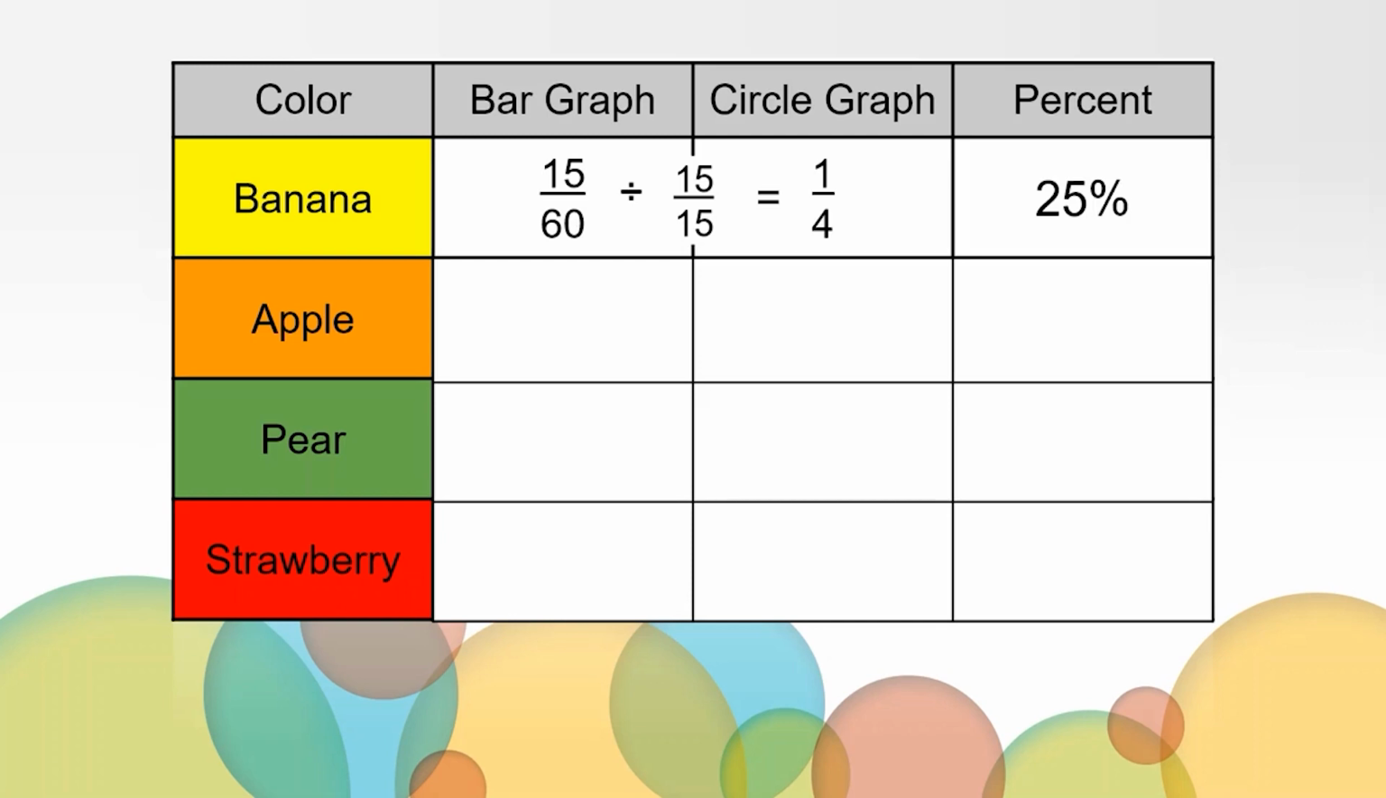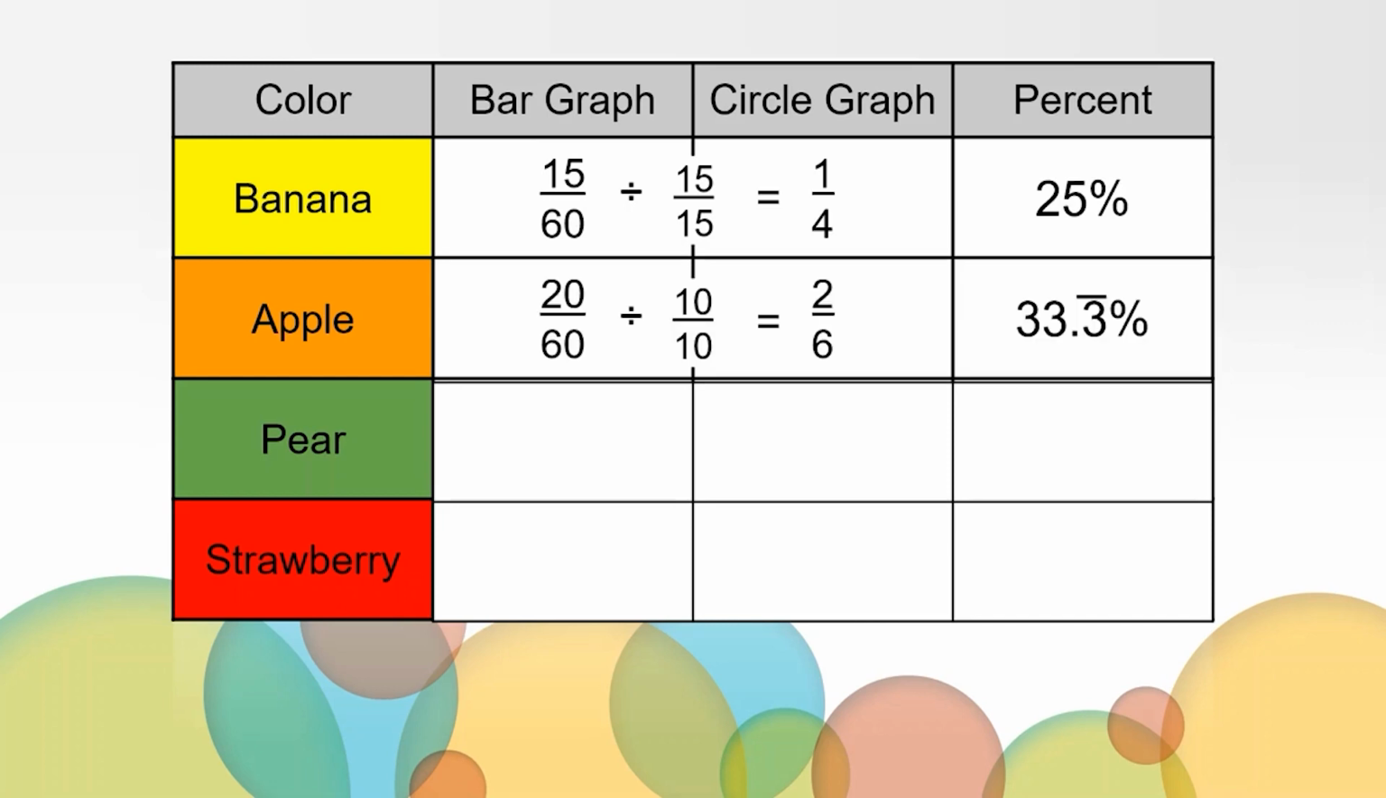So let's take a look at the apple. 20 out of 60 people preferred apples in the bar graph. 20/60ths is equivalent to 1/3. And we know that 1/3 is equivalent to 33/100ths repeating. So 33%.